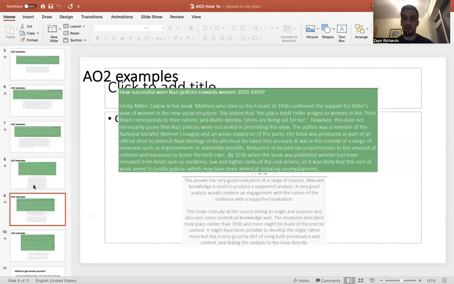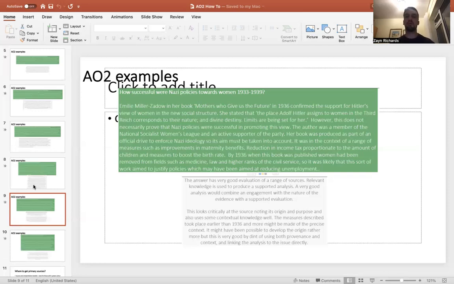So, for example, they consider the fact that this does not necessarily prove that Nazi policies were successful in promoting this view. The author was a member of the National Socialist Women's League, an active supporter of the party. Her book was produced as part of an official drive to enforce Nazi ideology, so its aim must be taken into account. That's all very well and good, but the students who get full marks will go even further.